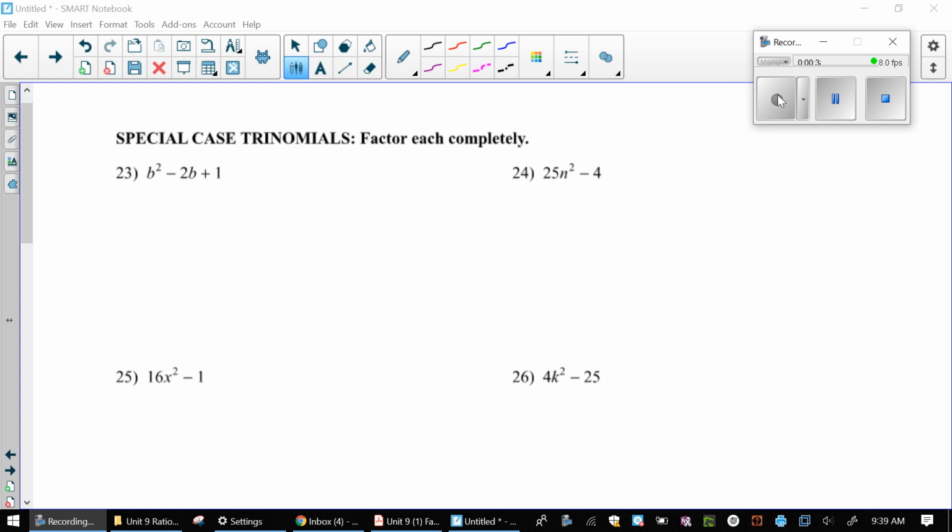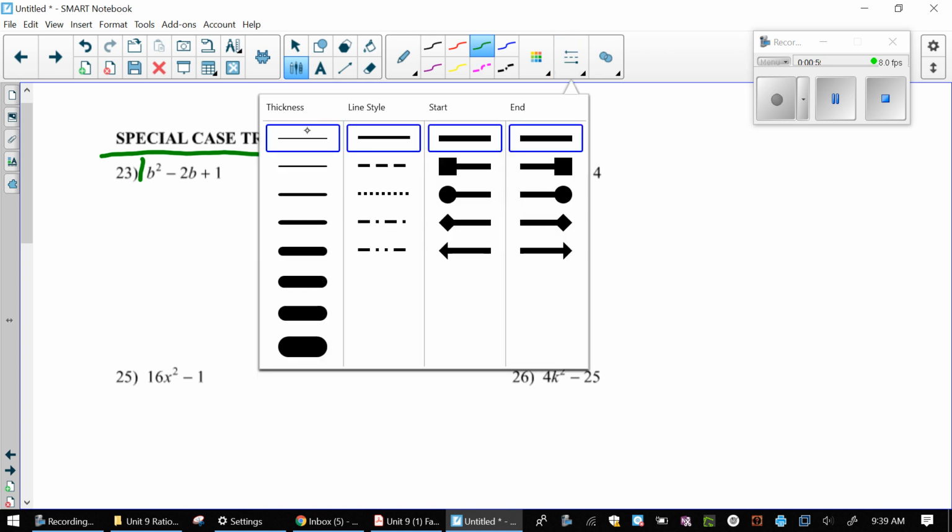All right, let's go ahead and kick it off. Notice how in this section we have special case trinomials. We talked a little bit about some of our special cases yesterday, but let's see what else we notice here. If we start with 23, I see that a equals 1, and I see that I have 3 terms. So I'm going to go straight to my favorite, the big X.